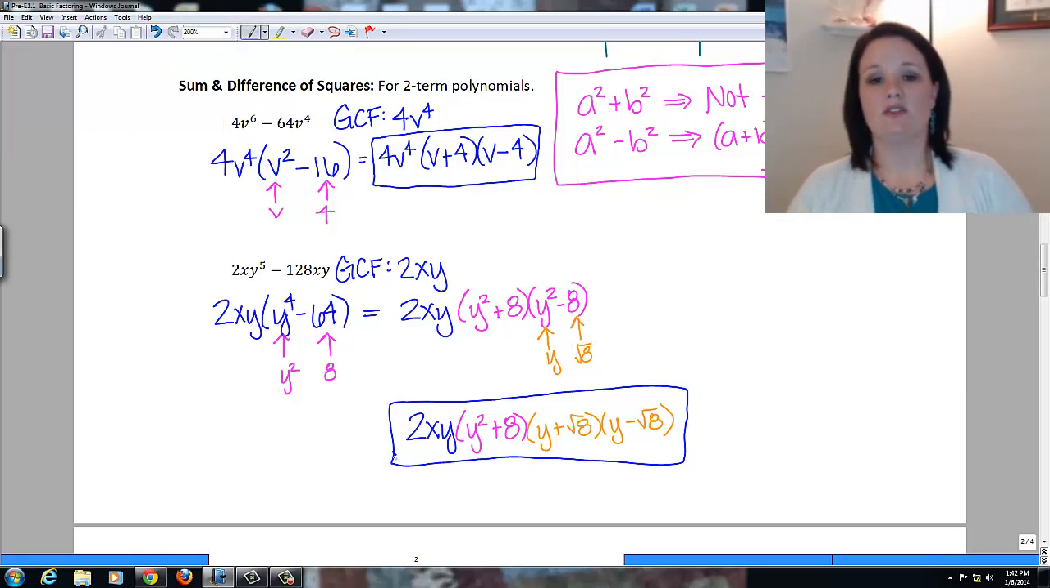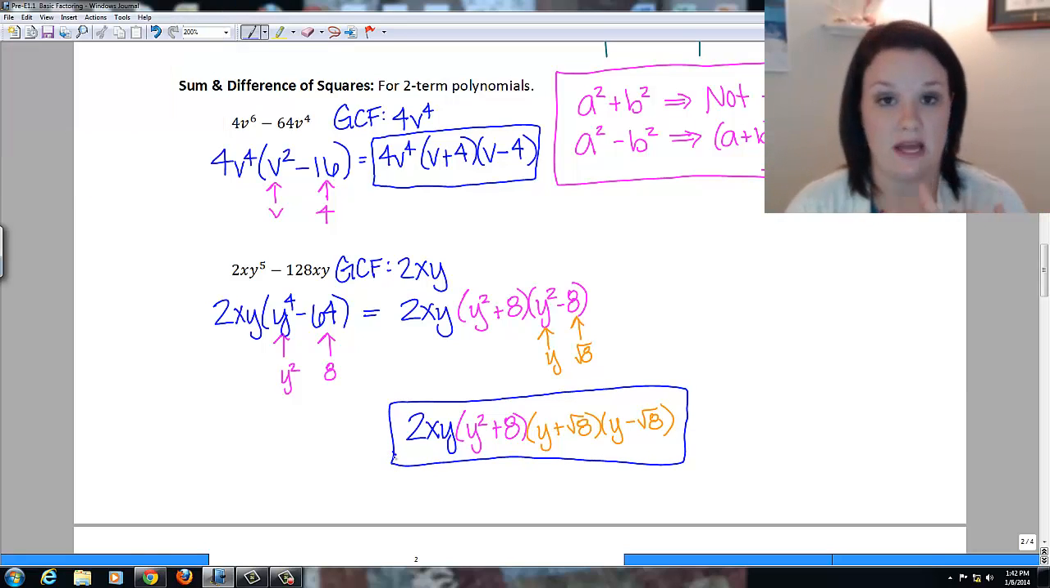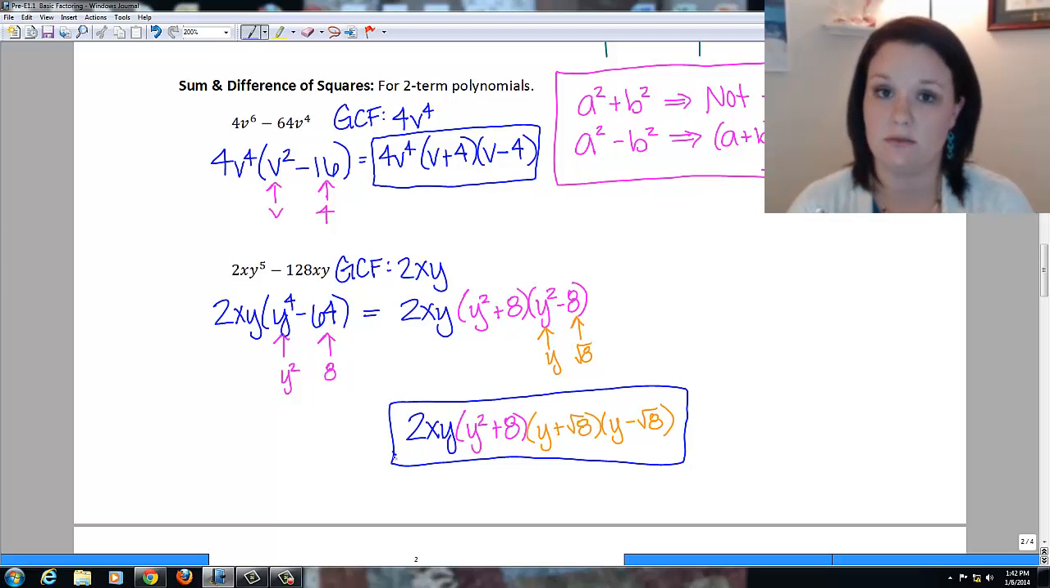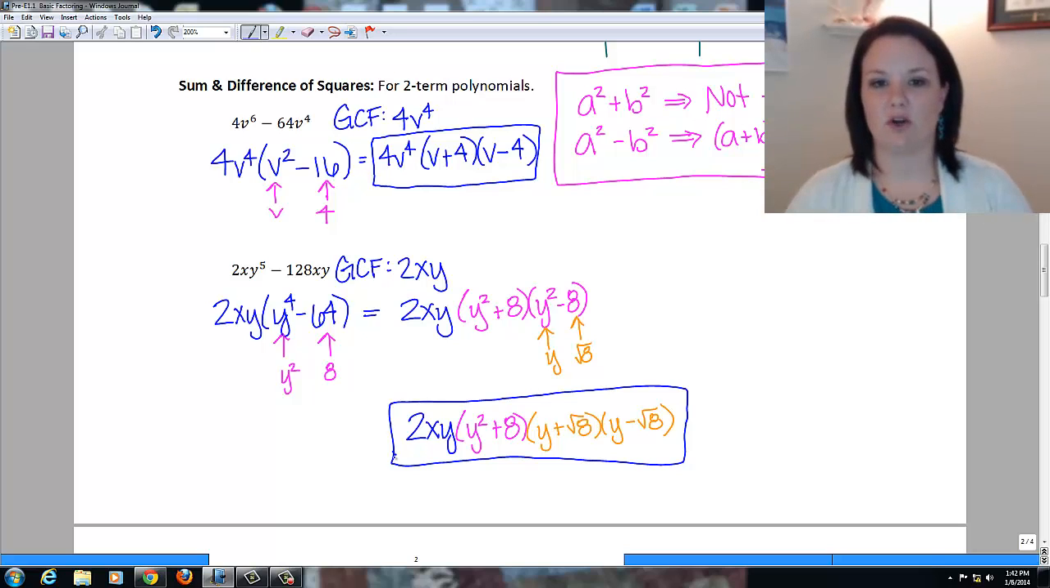Okay, so now we've seen how to find a greatest common factor. We've gone over factor by grouping, which is for 4 terms. We've gone over using sum product, which is for 3 terms, and then now sum and difference of squares, which is for 2 terms. So that's our quick review on factoring. Hopefully you've seen these before, but if not, that's fine.